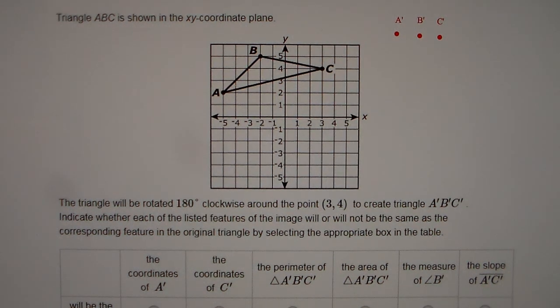Alright, ladies and gentlemen, this is the Park worksheet, 1-3 CW1 rotations.